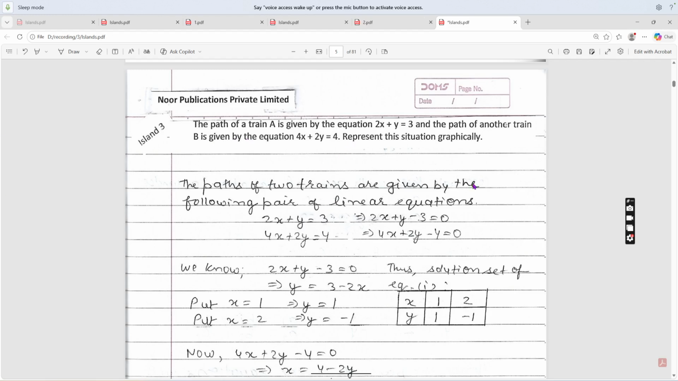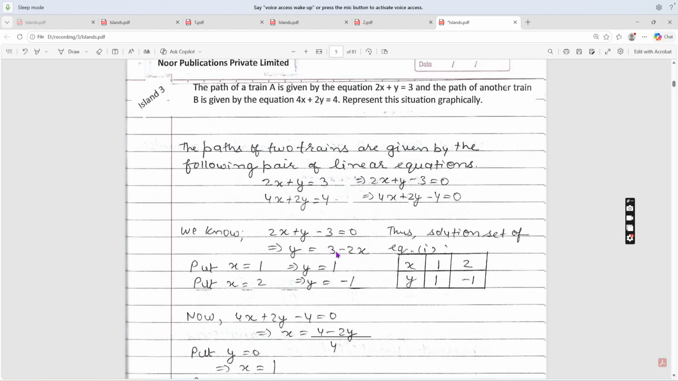Okay, just see. The paths of the two trains are given by the following linear equations: 2x + y = 3, which can be written as 2x + y - 3 = 0, and 4x + 2y = 4, which can be written as 4x + 2y - 4 = 0. Now, firstly, we will see this one. y can be written with -3; after shifting from LHS to RHS, we are getting +3. 2x is going to be shifted from LHS to RHS, and we are getting -2x. So y is equal to 3 - 2x. Now we are going to assume values of x, which would give the values of y. If x is equal to 1, then y would be 1. How?